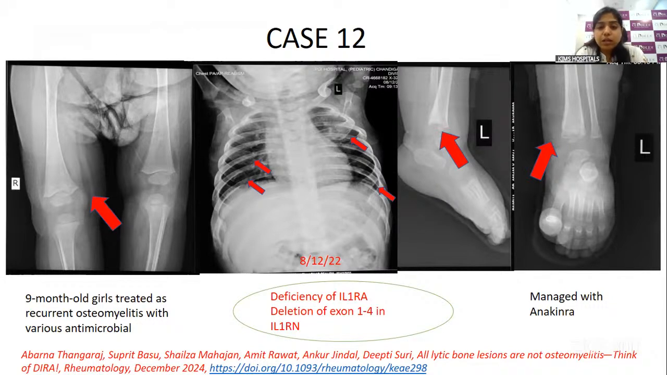So this child was finally diagnosed as a case of deficiency of IL-1 receptor antagonist, which we call DIRA. This is due to a mutation in IL1RN. The child was managed with anakinra and is doing well. So sometimes a presentation of recurrent osteomyelitis may not be an infection only. It's just an osteitis, just an inflammation.